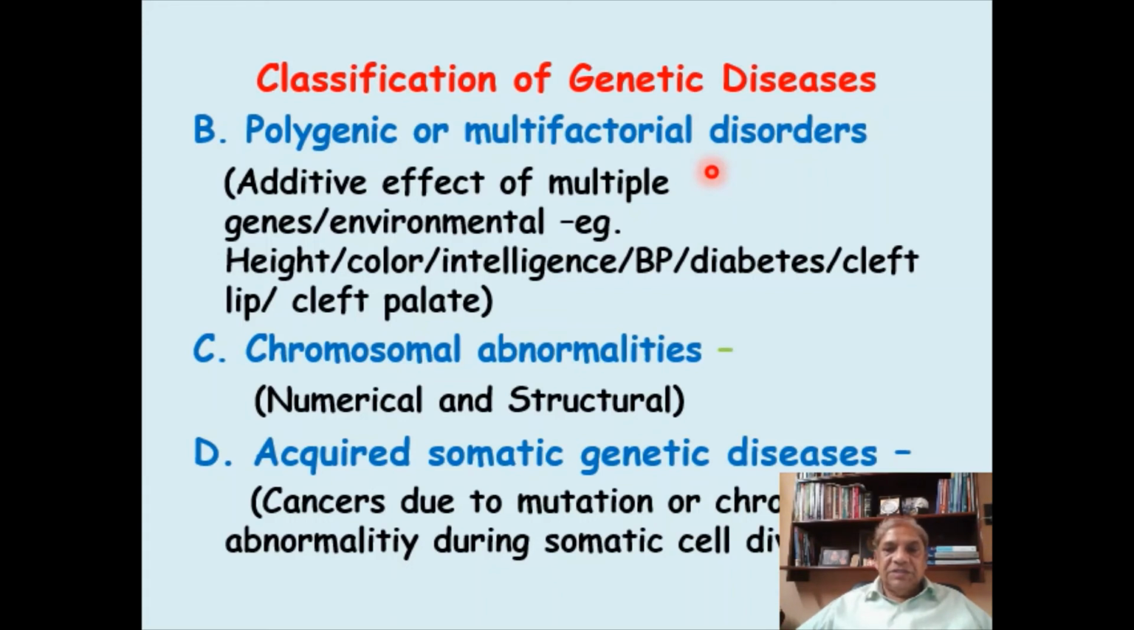Most of the diseases of adulthood, say for example diabetes, blood pressure, height, color, and cleft lip, cleft palate, are determined by polygenic or multifactorial disorder.